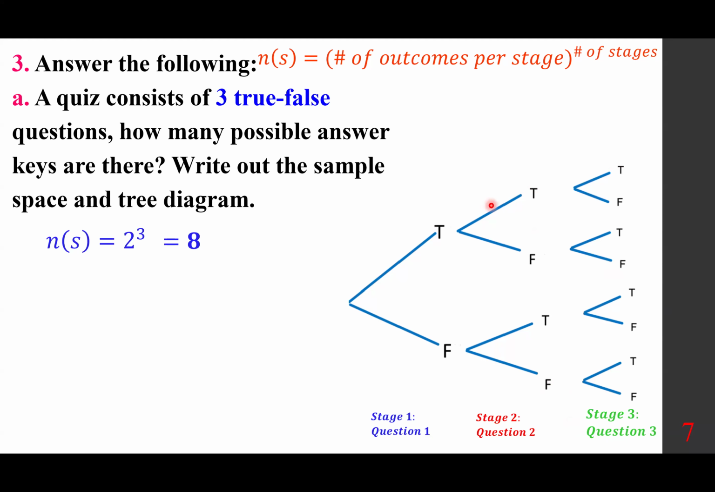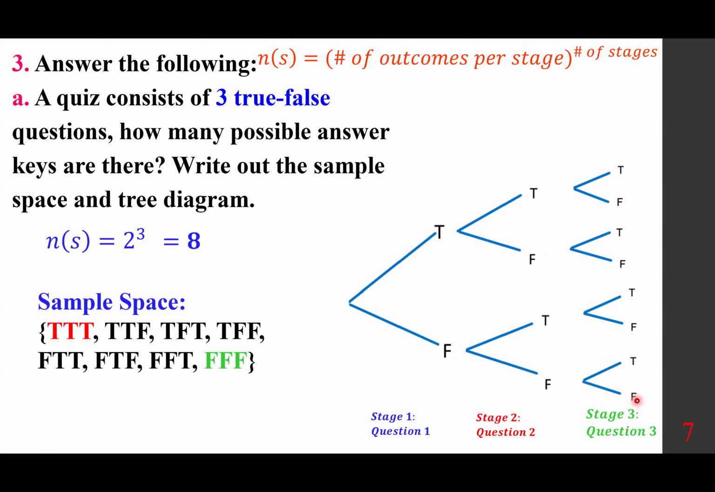If you look at the top branch, it means TTT. This one would be TTF, and so on and so forth. If you go to the bottom, it is FFT, FFF. That is our sample space. We have a total of 8 possibilities.